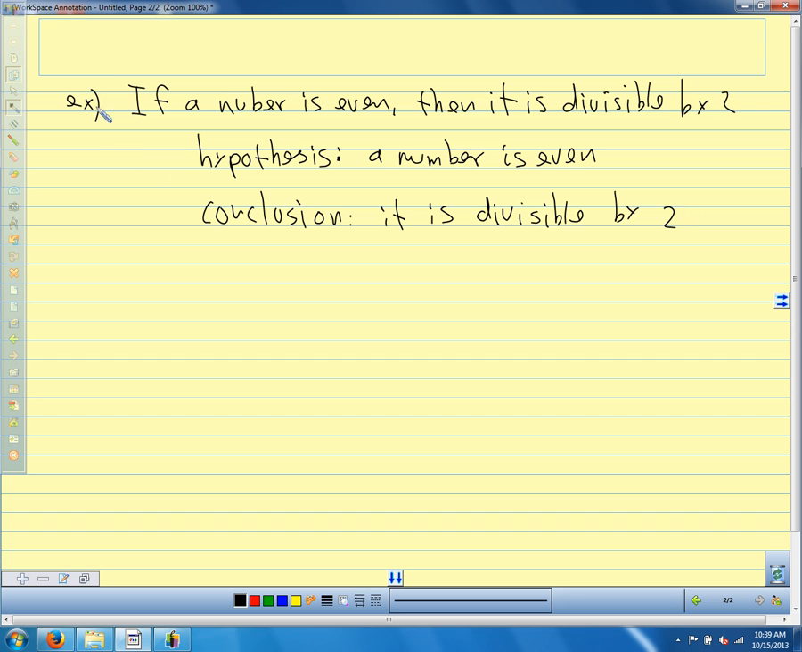So if this is our conditional statement, our hypothesis is a number is even. I could also label it like this if I wanted to. This part is P, and this part is Q. The hypothesis is the P part, and the conclusion is the Q part.